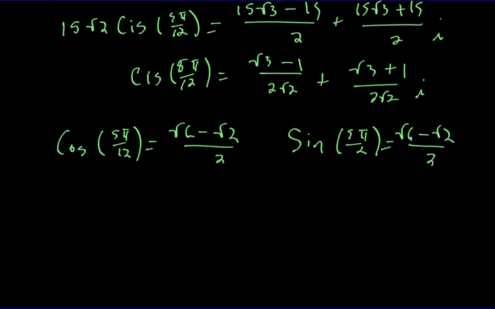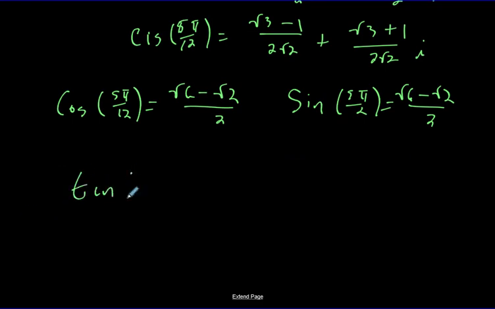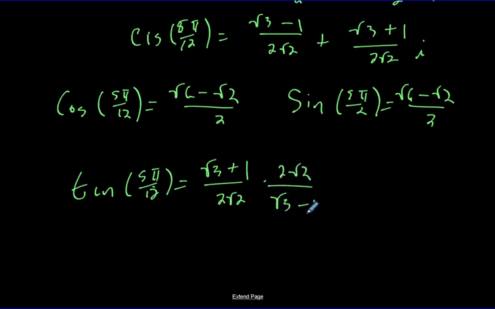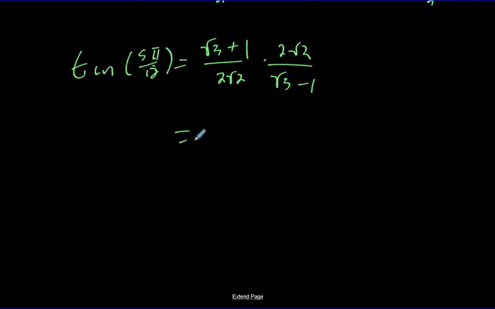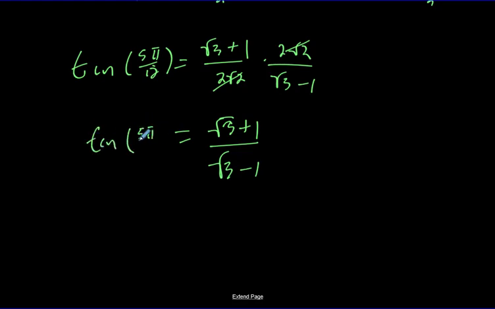And then I can do the tangent of 5 pi over 12. That's going to be that guy over that guy. Or I can write it like this: root 3 plus 1 over 2 root 2, times, if I'm dividing by this, I take its reciprocal, so it's 2 root 2 over root 3 minus 1. And then finally, those guys cancel. It's just root 3 plus 1 over root 3 minus 1. And that's the tangent of 5 pi over 12.